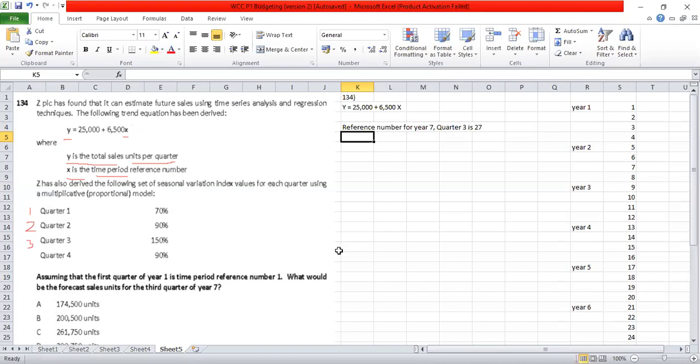What should be done now? We are asked to forecast sales units. So when we are asked to forecast sales units, how would we do that? The value of y is equal to 25,000 plus 6,500 into x, which is now 27. So let's do the forecast of sales units.